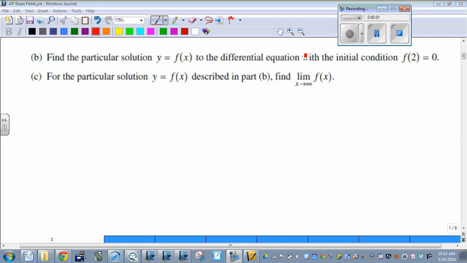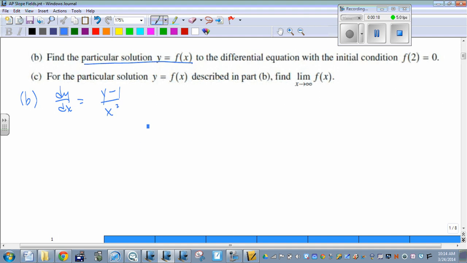For part B, this is similar to what we did last week. It asks us to find the particular solution, y equals f of x. So we have to find the original equation, solve for y, to this differential equation that we were given. So that was dy dx equals y minus 1 over x squared. And we're given that initial condition. So we know it goes to the point 2, 0. So we're going to have to substitute that in later to find out what c is.